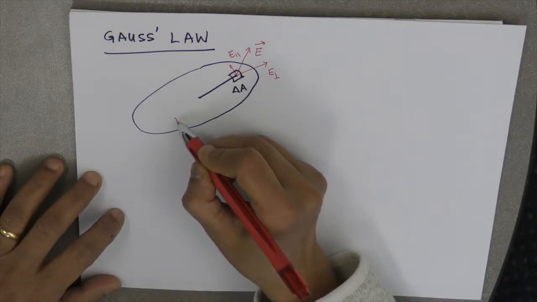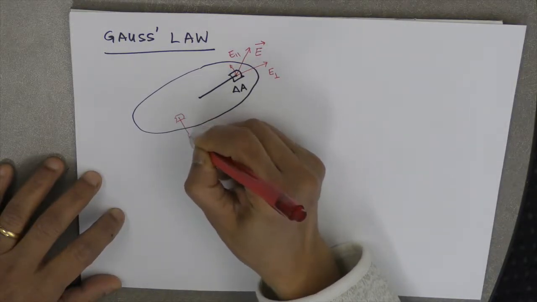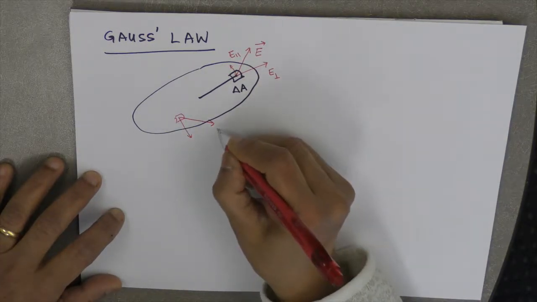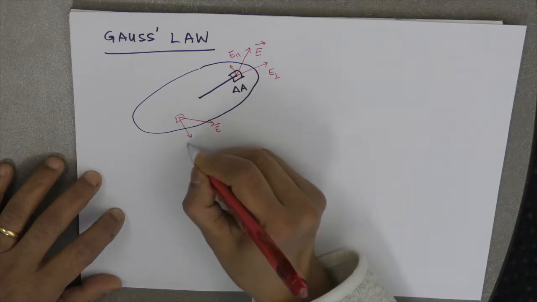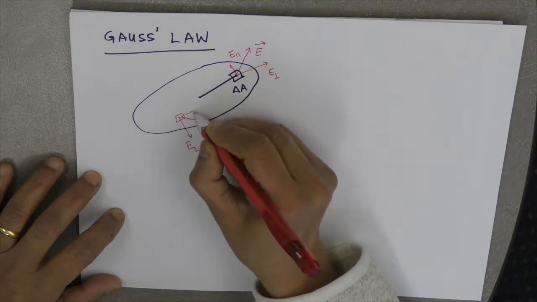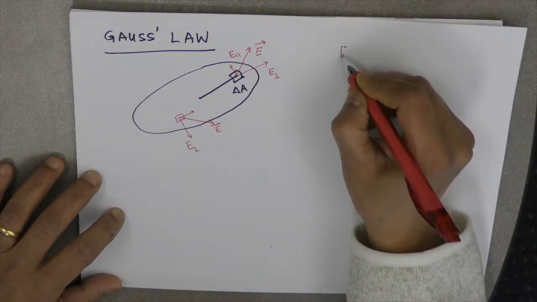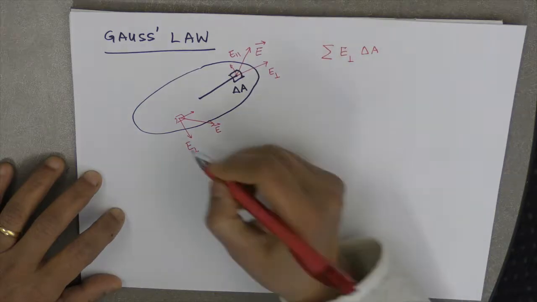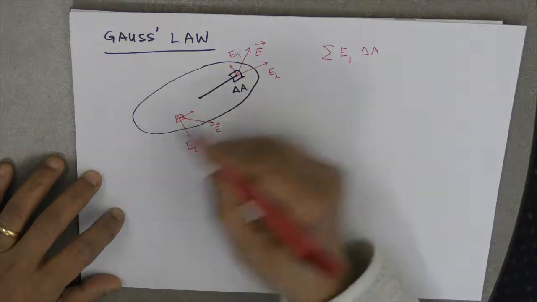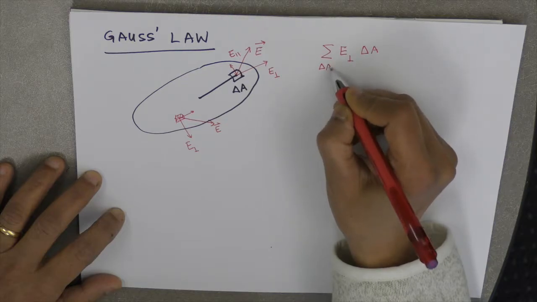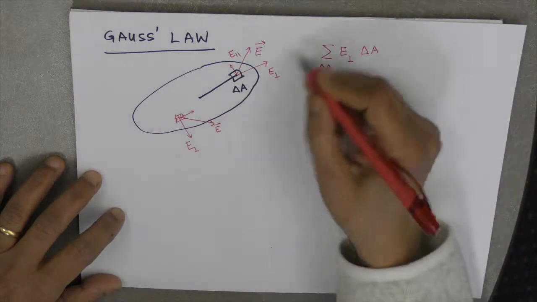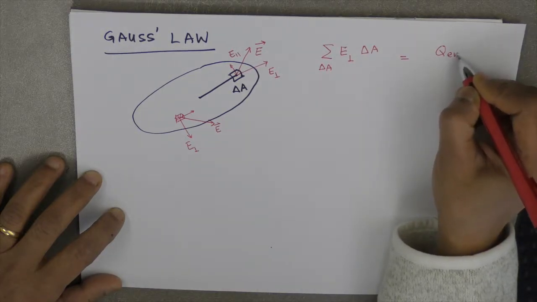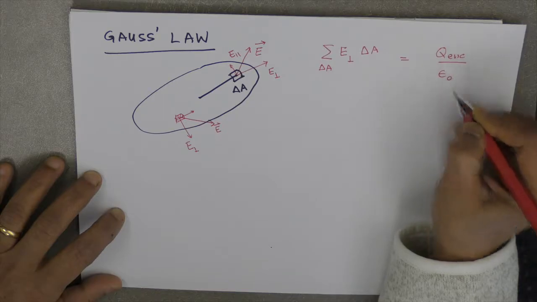So let's take another area here, and again we want to understand what is the flux coming out. If the electric field is pointing in this direction at another point, we again take its perpendicular piece and multiply E perpendicular with delta A and do this over all portions of the surface. Sum it over all the little delta A pieces, and Gauss's law says that that summation will be equal to the total charge enclosed divided by a constant epsilon 0.